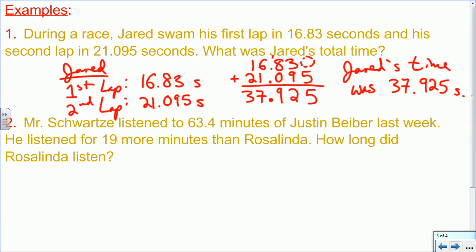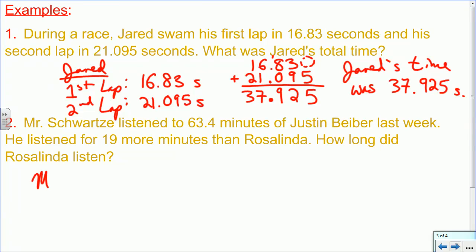Number 2, Mr. Schwartz listened to 63 and 4/10 minutes of Justin Bieber last week. He listened for 19 more minutes than Rosalinda. This is pretty typical. Fresh J Beeb song is pretty great if you haven't heard it. And how long did Rosalinda listen? Okay, so you know how long I listened, and you know that I listened for longer. It says I listened for 19 more minutes than Rosalinda. So we talked about this before. More typically means addition, but you know that I've listened for a set amount of time, and you know I've listened longer. So to find Rosalinda's, it has to be less. We're going to subtract 19 minutes from how long I've listened.